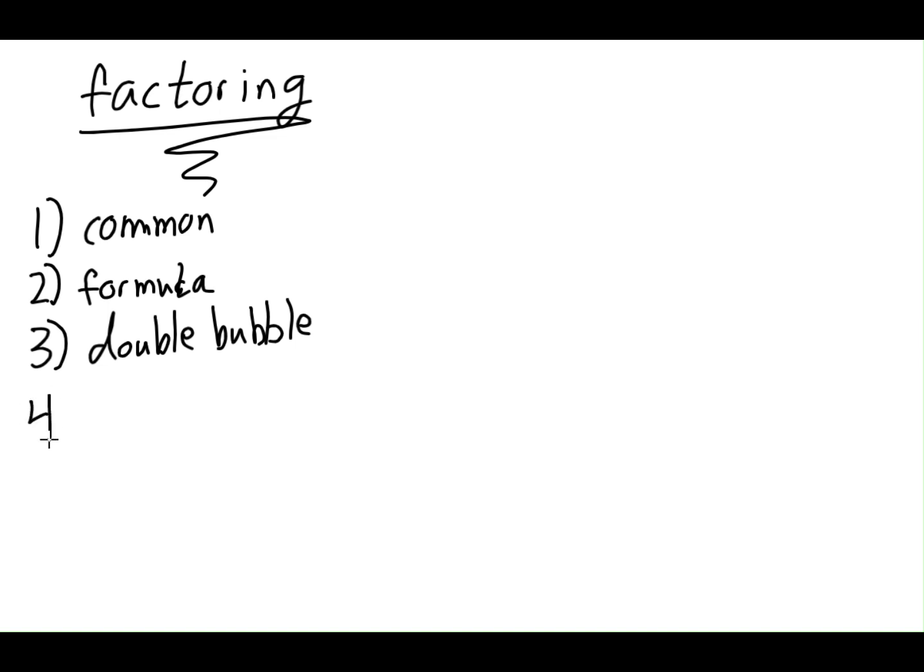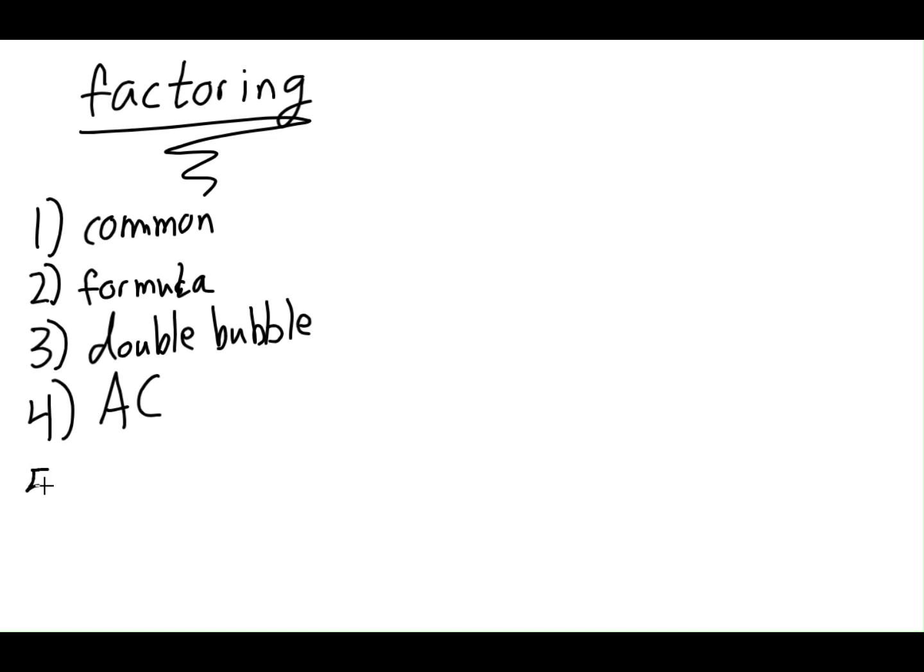And then if that fails, the next option I would check for is AC. Now, this AC method is one that I wish people taught more. It basically is what happens when double bubble fails, but you still have something that's factorable. Some teachers teach to just do guess and check, and I never like guess and check. So I'm going to show you a better way to factor using that.